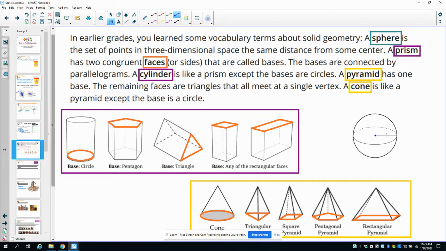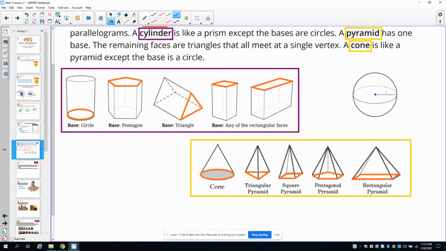Then pyramids have one base and go to a point at the top. The faces coming out of the base are all triangles, and this point up here is called the apex, or the vertex. You see these triangular faces here versus rectangular on the prisms. And then a cone is just a circular base going up to a point.